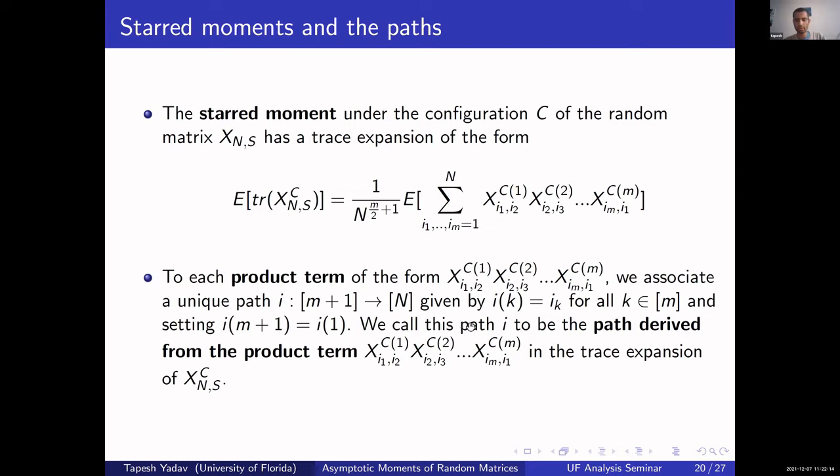We call this path I the path derived from the product term x_{i1 i2} up to x_{im i1} in the trace expansion of X_n^{S,C}. So X_n^S is the pattern matrix. If I take the configuration at the top, then in the trace expansion we get such terms, and out of every such term we get a unique path. And also we can see from here that given a path we can uniquely recover a product term in the trace expansion.